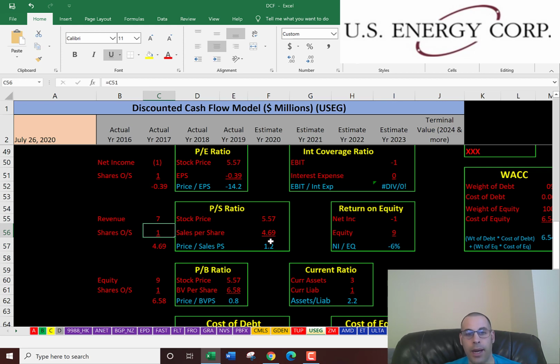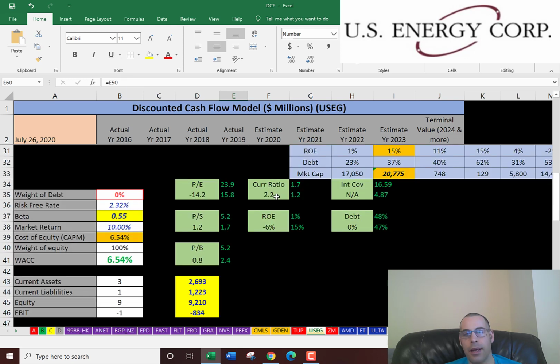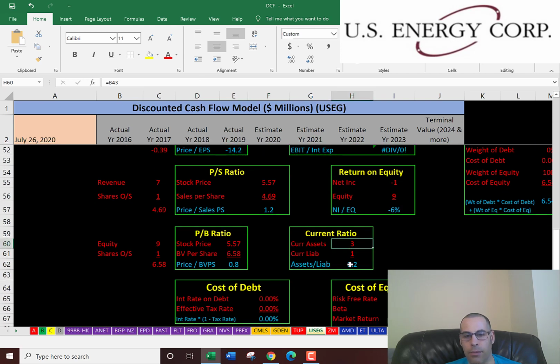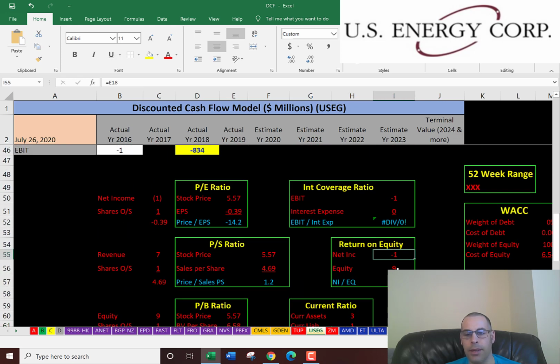Under 2.5 is what I like, and if it's under 1, it's considered a great value, and they're pretty close to 1. They also have a really good price to book. It's below 1. It's price of stock over book value per share. This indicates that if the company went bankrupt today, it would be able to pay each shareholder $6.58, providing them a decent return. They have a good current ratio and a negative ROE. So the current ratio is current assets, $3 million, over current liabilities, so they can cover their current liabilities. ROE is negative because that's income over equity, and they have negative net income.